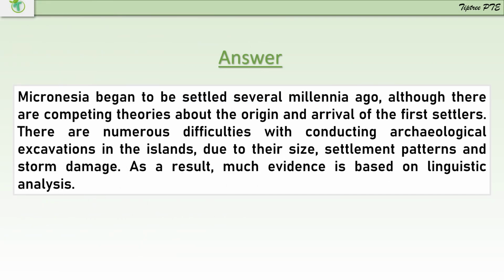Micronesia began to be settled several millennia ago, although there are competing theories about the origin and arrival of the first settlers. There are numerous difficulties with conducting archaeological excavations in the islands, due to their size, settlement patterns and storm damage. As a result, much evidence is based on linguistic analysis.